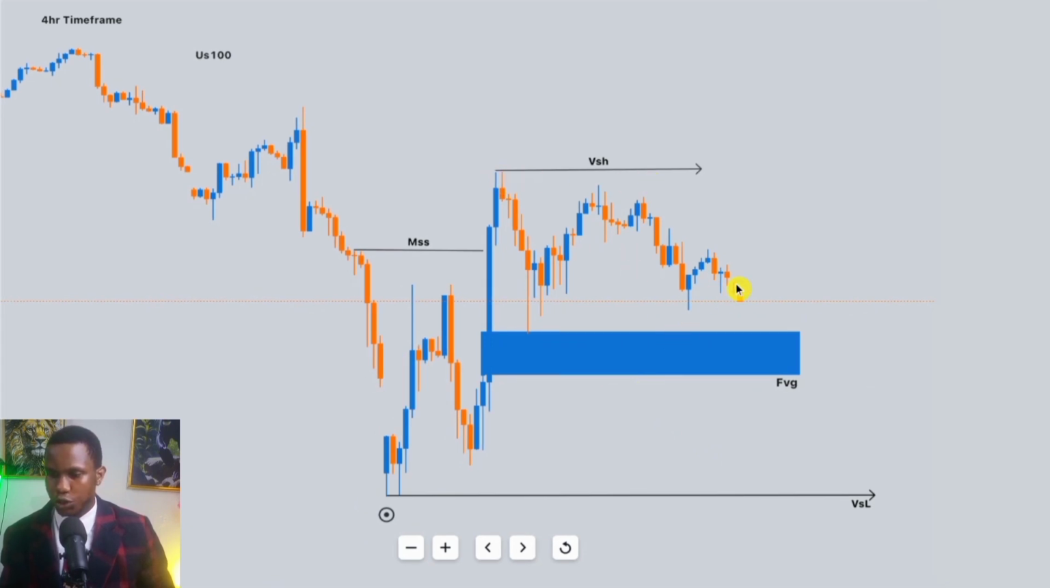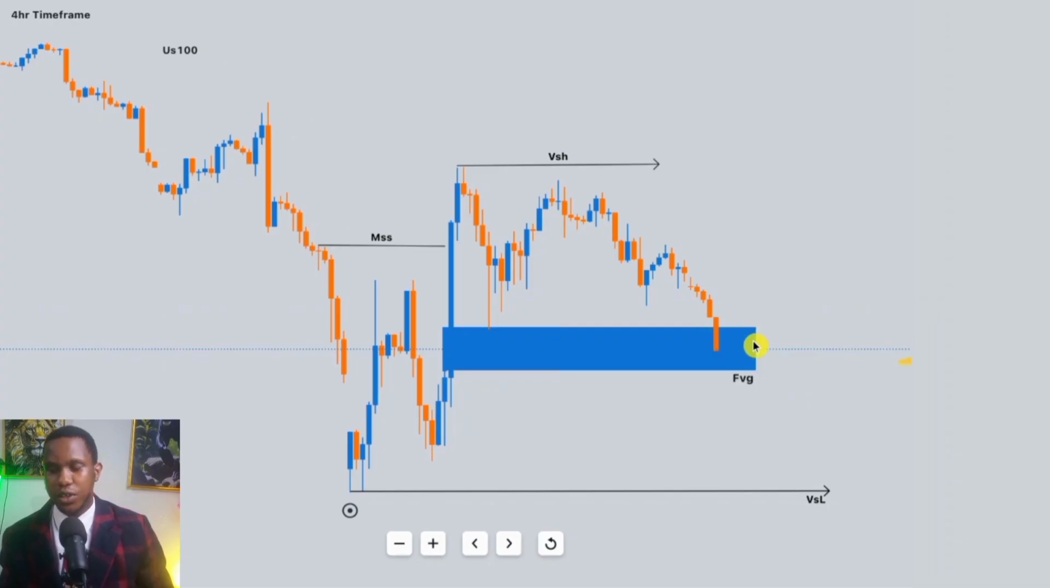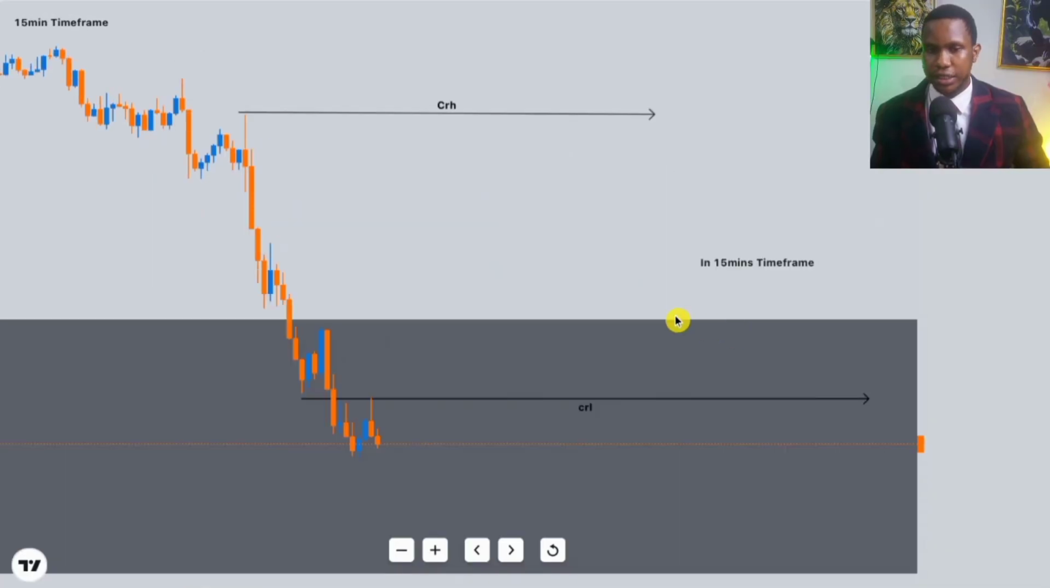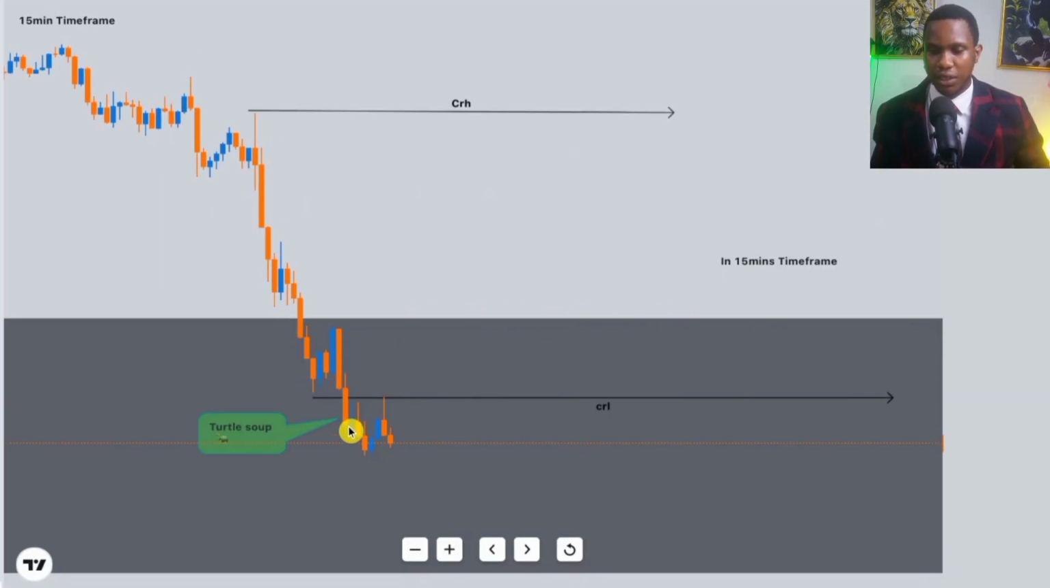And wait for price action to move into what? Our fair value gap. This will become my one stupid candle, traders. This is my candle range low. This is my candle range high of it. Then we move to the 15 minutes time frame. This is our sweep.